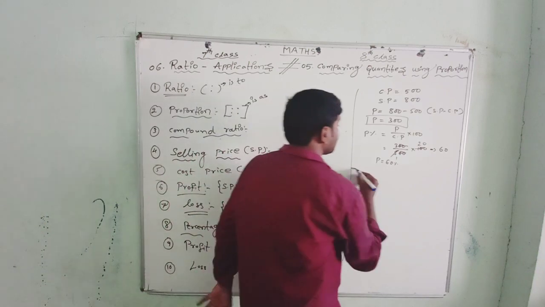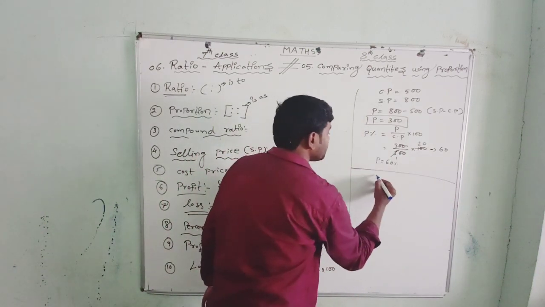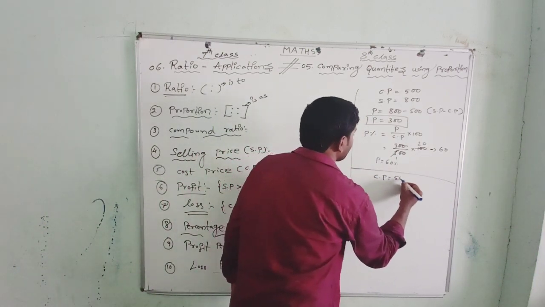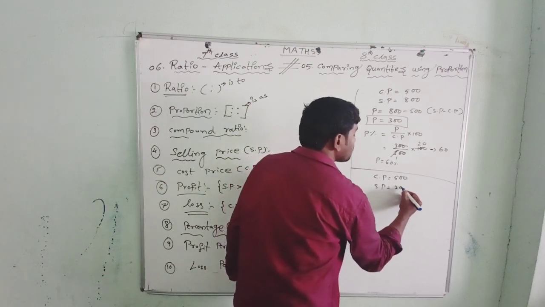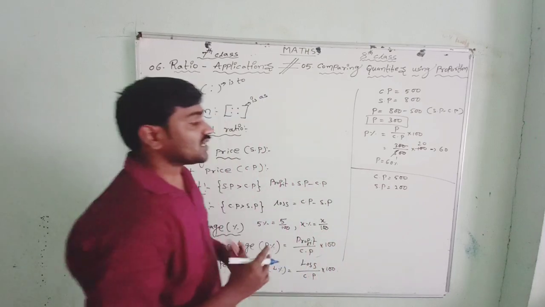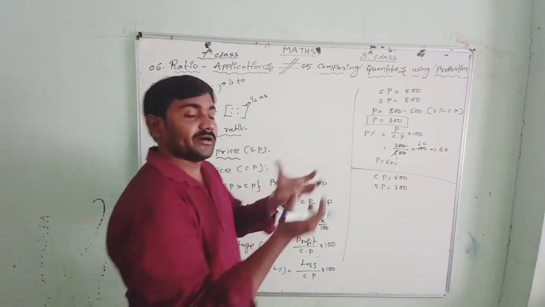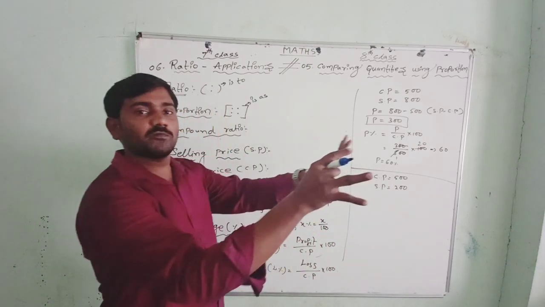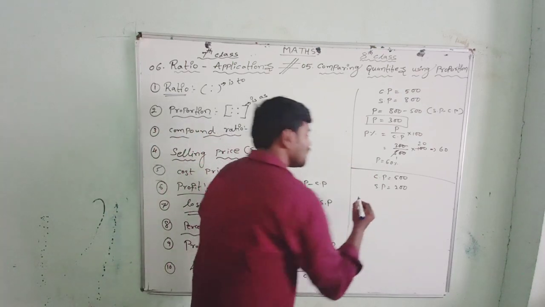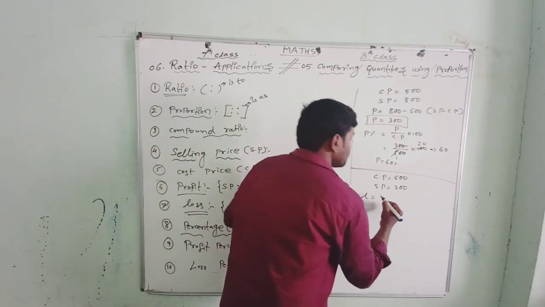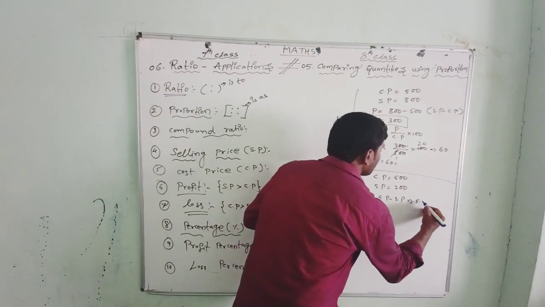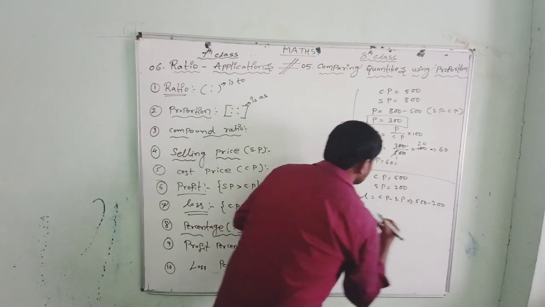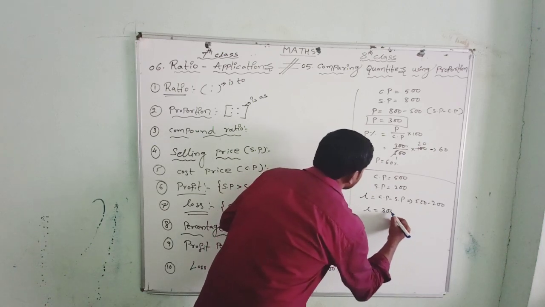Then how to calculate the loss percentage? By taking the same example. See, cost price is 500. Then suppose the selling price is 200. I purchased for 500 and sold it for 200. Definitely I will get a loss. How much loss will I get? See, I get the loss by the cost price minus selling price formula. That will be equal to 500 minus 200. So loss is equal to 300.